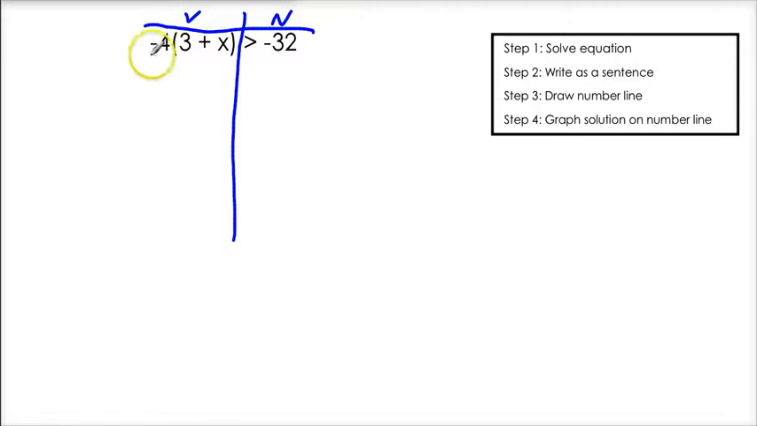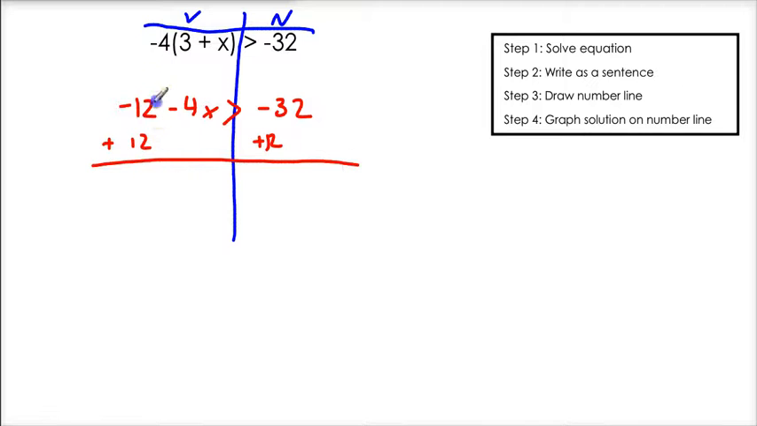Great. Let's start with distributing the -4 to the 3 and the x. So we get -12 minus 4x is greater than -32. We want to keep moving things to the number side, so the -4x is fine, that's our variable, but the 12 is a number, so let's move it on over. So we're going to add 12 to both sides. And you should get, that cancels, -4x is greater than -20.